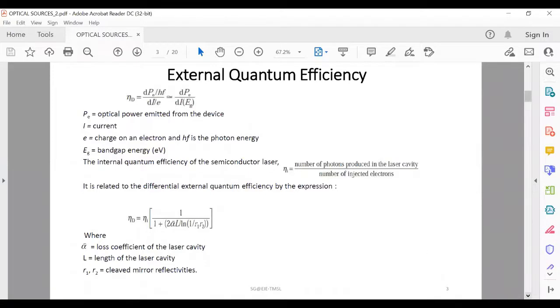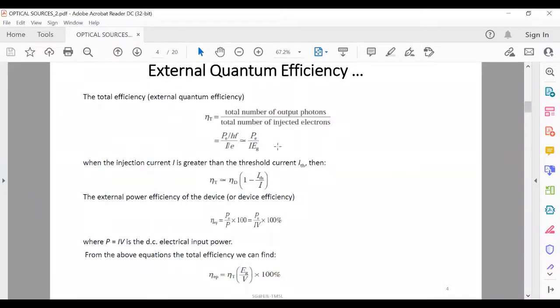Another parameter is the total efficiency or external quantum efficiency, eta T, which can be defined as the total number of output photons divided by the total number of injected electrons. Using the previous formula, you can get it as PE by I Eg. Now the emitted power PE changes linearly when the injection current I is greater than the threshold current, ITH, which is given in the plot you have seen.